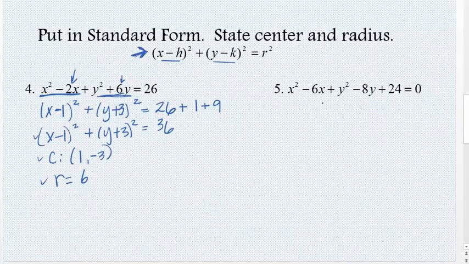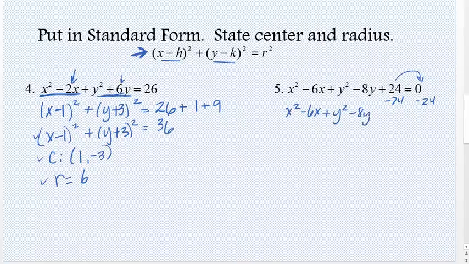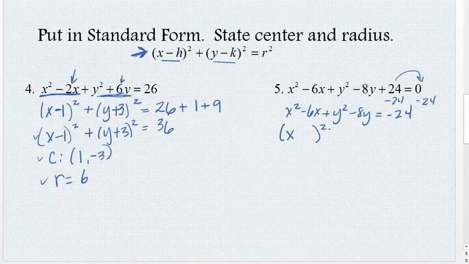Let's try another one. Okay, so look, we got all our x's together on one end, y's here, and this 24. I'm going to move my 24 over just to get it out of the way. Alright, so let's do that. x squared minus 6x plus y squared minus 8y equals negative 24. Now we need to create the binomials to be squared, just like we did.